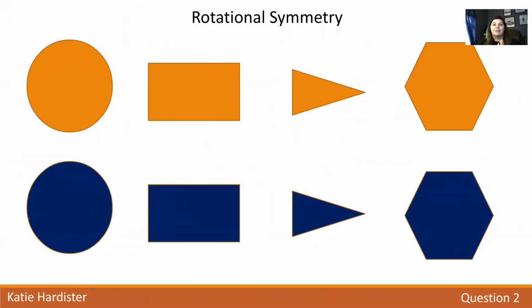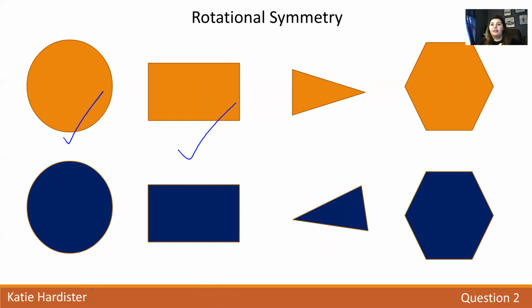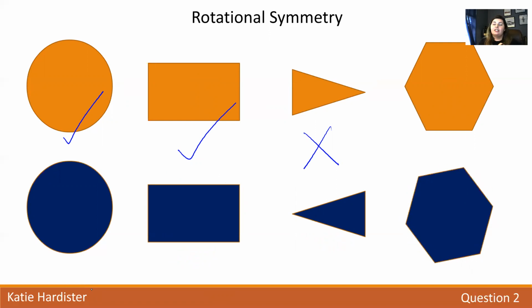So remember I talked about those circles. The circles are going to be kind of easy give-me ones, but we'll go ahead and do it just for fun. So let's turn that circle 180 degrees and we see that it does have rotational symmetry. And then we can jump over to our rectangle. It looks the same, so it of course does. What about our triangle? We turn our triangle 180 degrees and it does not have rotational symmetry. And then as well our hexagon. We're going to turn it 180 degrees and I see that it does have rotational symmetry.